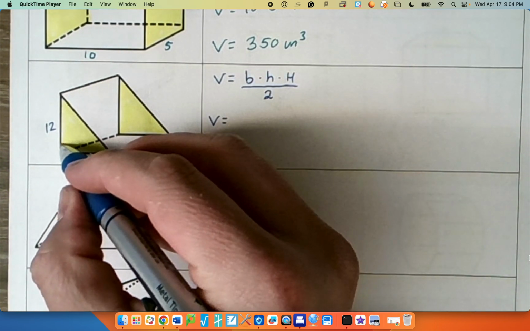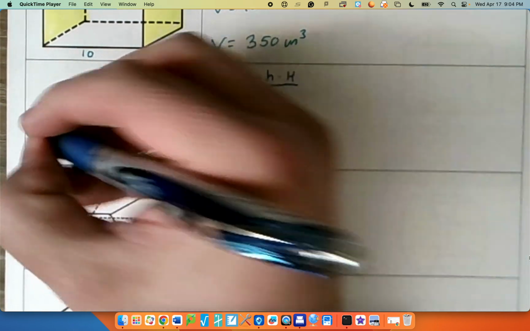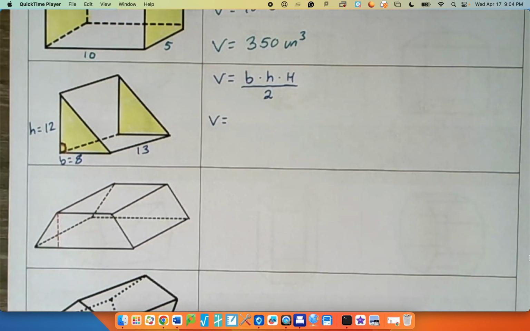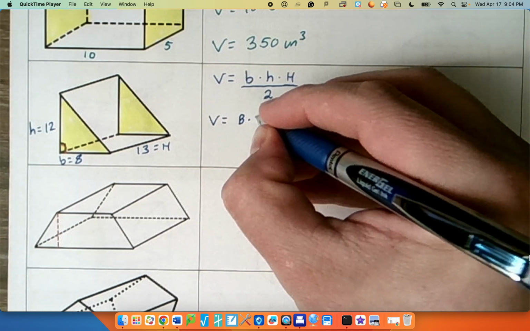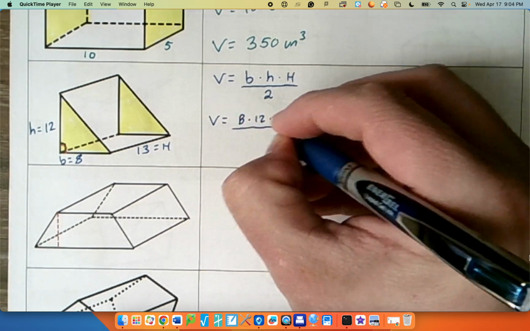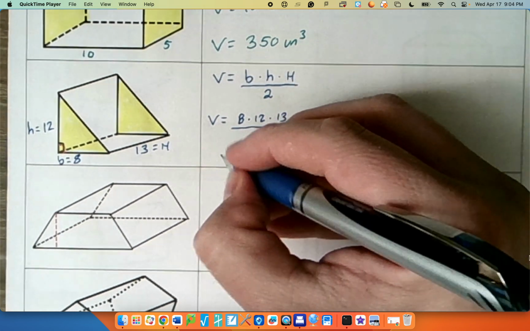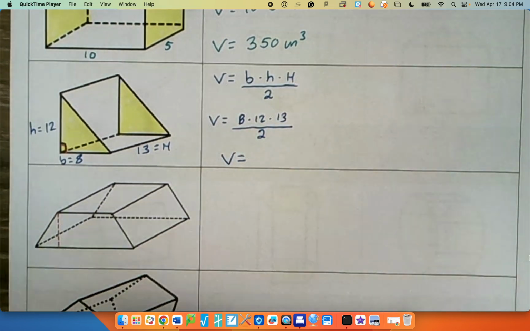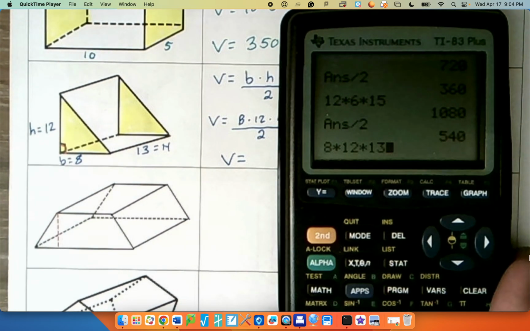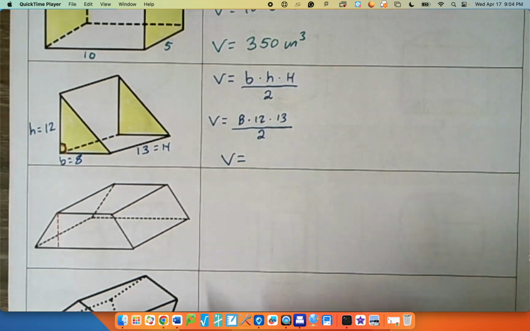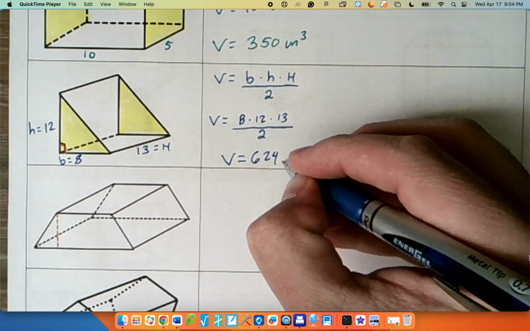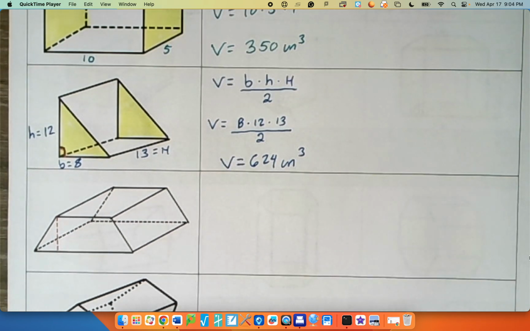So this right angle symbol right here is still telling us that's your height, that's your base, which leaves 13 as our big height. So I've got, oops, let's put this in the right order, 8 times 12 times 13, all divided by 2. I'm not 100% sure what this one is, so I'm going to grab my calculator and I do 8 times 12 times 13 divided by 2. And we get 624 units cubed worth of volume.